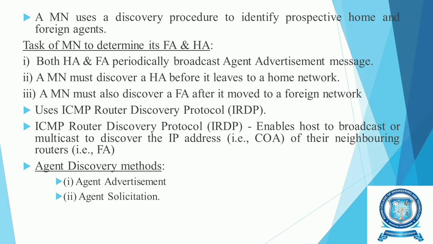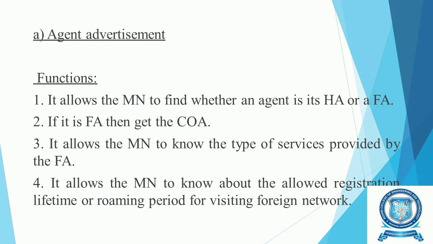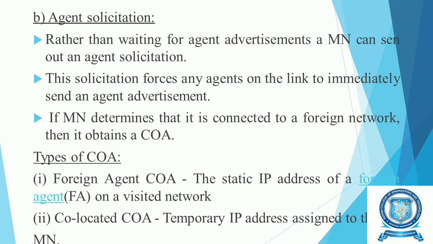Again, we have two discovery methods: agent discovery solicitation and agent advertisement. First we are going to see agent advertisement. The functions of agent advertisement are: it allows the mobile node to find whether an agent is a home agent or a foreign agent. If it is a foreign agent, then it has to get the care-of address. It allows the mobile node to know the type of services provided by the foreign agent. It allows the mobile node to know the allowed registration lifetime, or the roaming period, for visiting the foreign network.